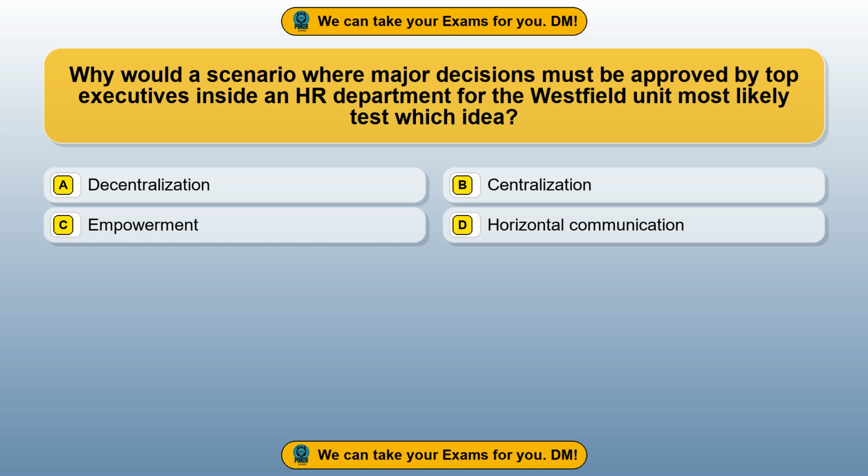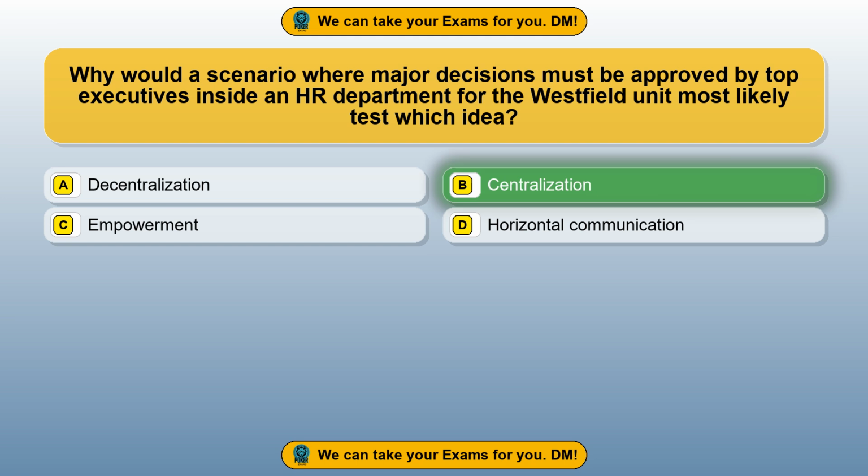Question 33. Why would a scenario where major decisions must be approved by top executives inside an HR department for the Westfield unit most likely test which idea? Option A, decentralization. Option B, centralization. Option C, empowerment. Option D, horizontal communication. The correct answer is option B, centralization.